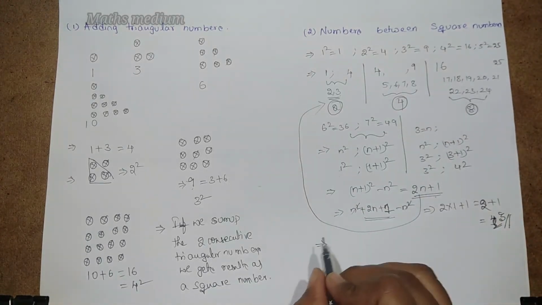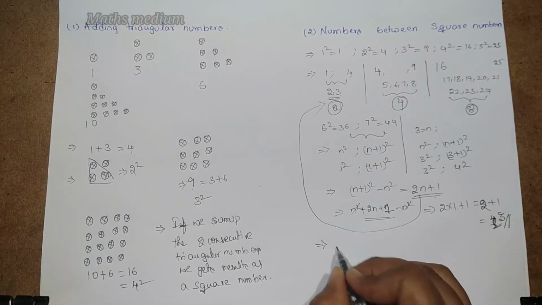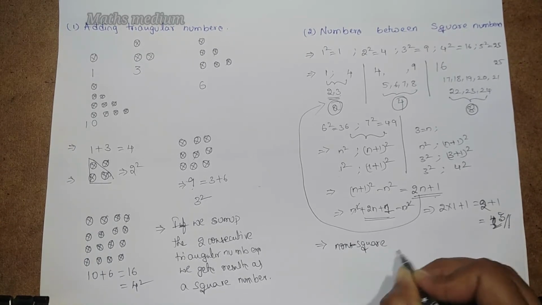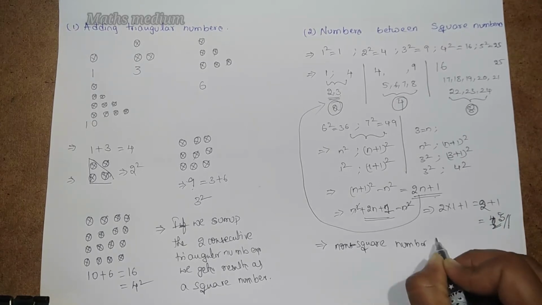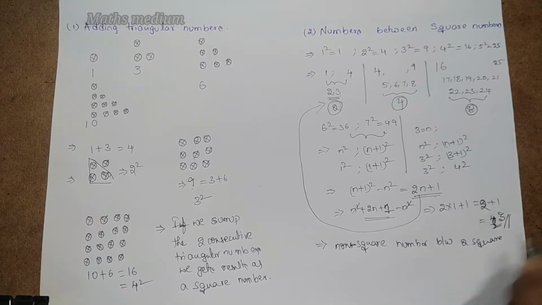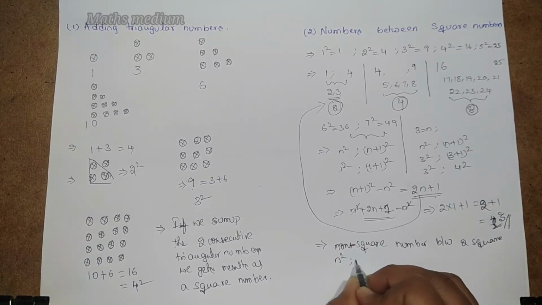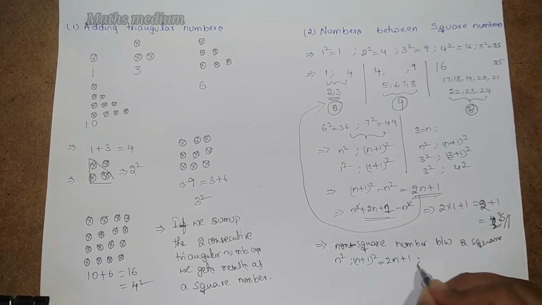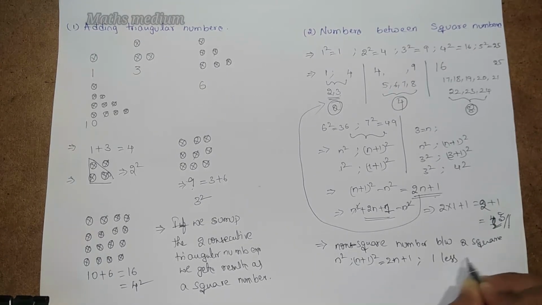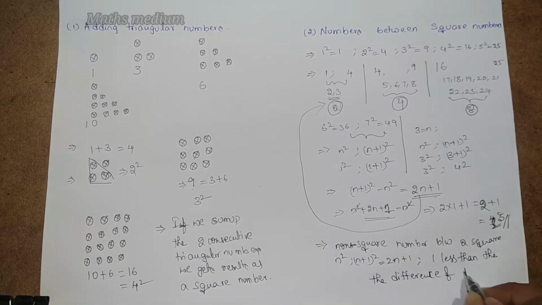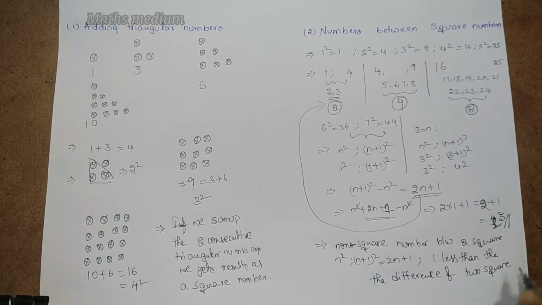That is the trick here to know: the non-square numbers between two square numbers, that means between n square and n plus 1 square, we get 2n plus 1, but it is 1 less than the difference of two squares. I will explain you clearly.